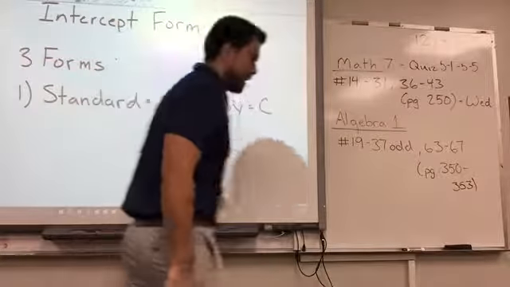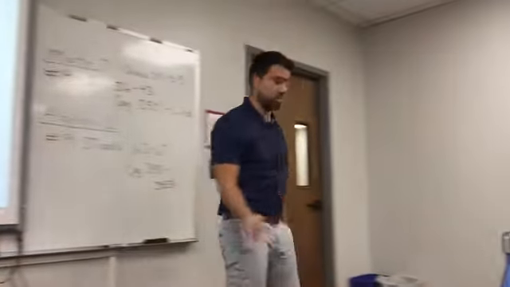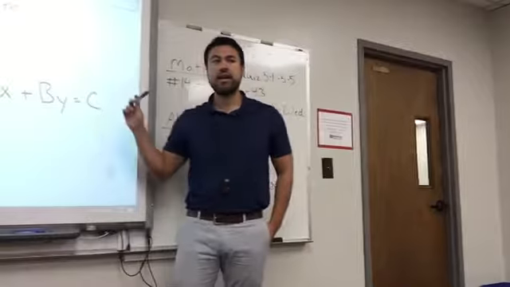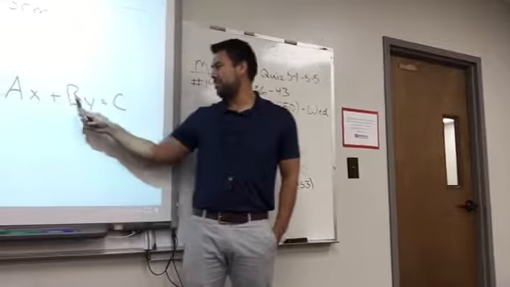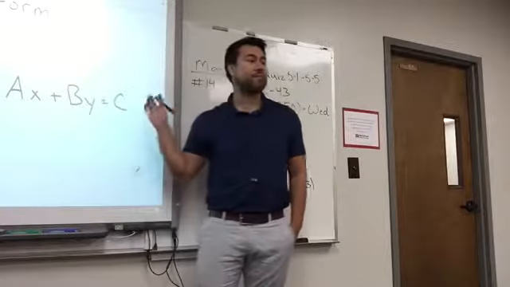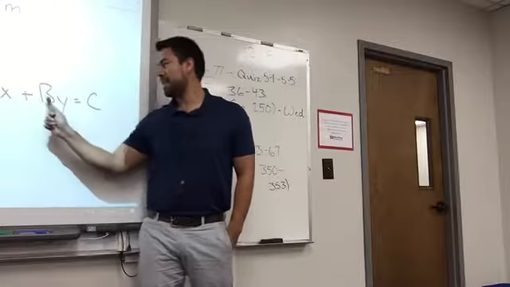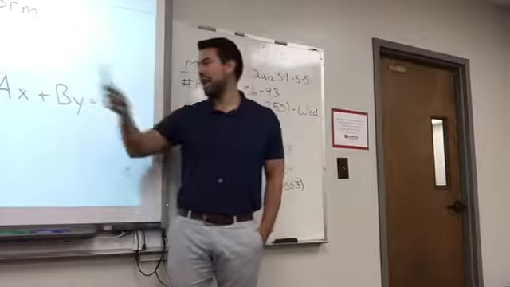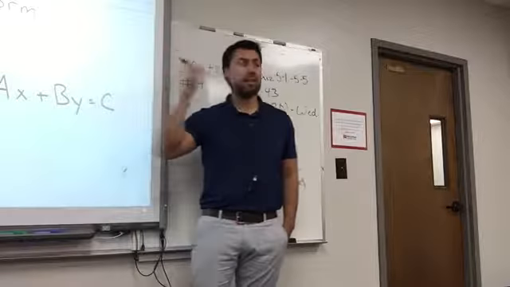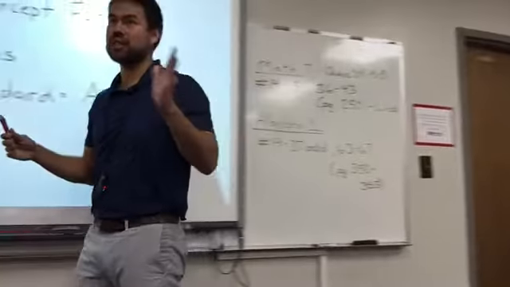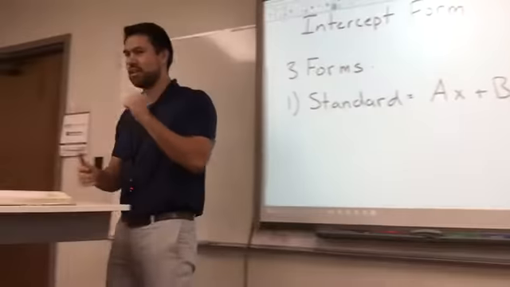There's a reason why we capitalize letters and use lowercase letters. So here, standard form is ax plus by equals c. All right, what do a, b, and c have to be? Integers. A and b cannot both be 0. And a has to be positive. You can say it has to be positive or greater than or equal to 0, because it can also be 0.